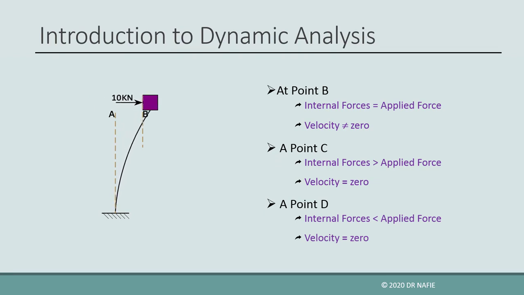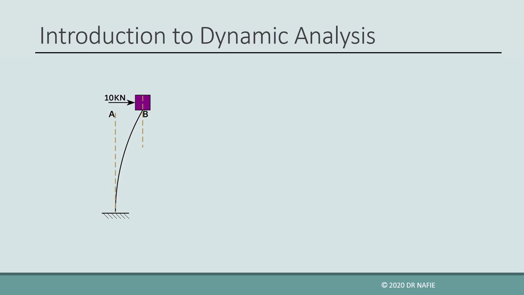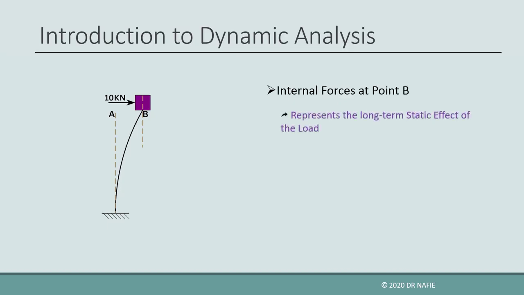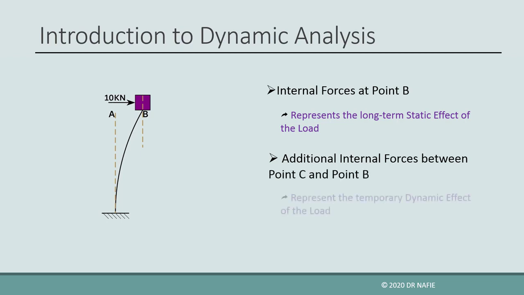This oscillatory motion will continue around point B until the motion is damped out and the mass stops at the static equilibrium position at point B. The internal forces generated in the cantilever at point B represent the long-term static effect that is generated in the structure. The additional value of the internal forces due to the increase of deflection from point B to point C represents the temporary dynamic effect due to the sudden application of the force.